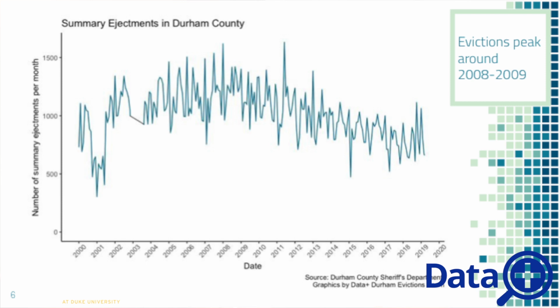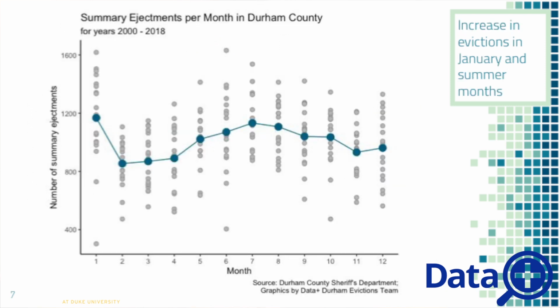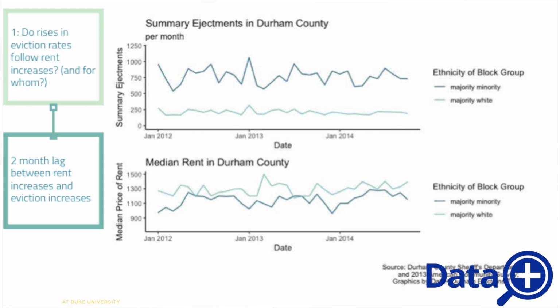Another one of our prominent projects was looking at rent and evictions, and we ended up finding a 2-month lag in evictions and rent using the cross-correlation function. And what this means is that based off of the data that we had, we saw that rent increases, and then 2 months later, evictions increase.